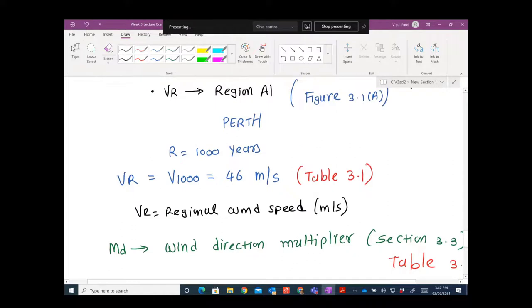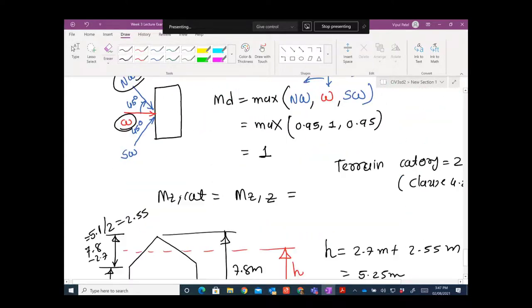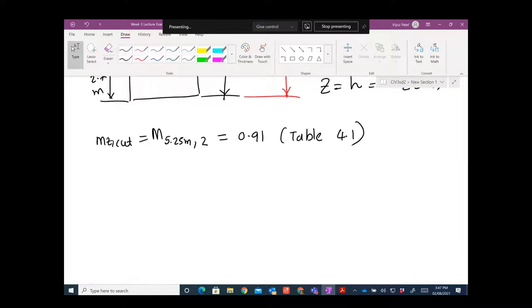Right, so we found these parameters here. We find this V_R, M_d, and M_z,cat. These are the first exposure parameters, like how the surrounding of your structure is. M_z,cat represents what kind of terrain your area is. So M_z,cat is 0.91. Now M_s, what do we call M_s?